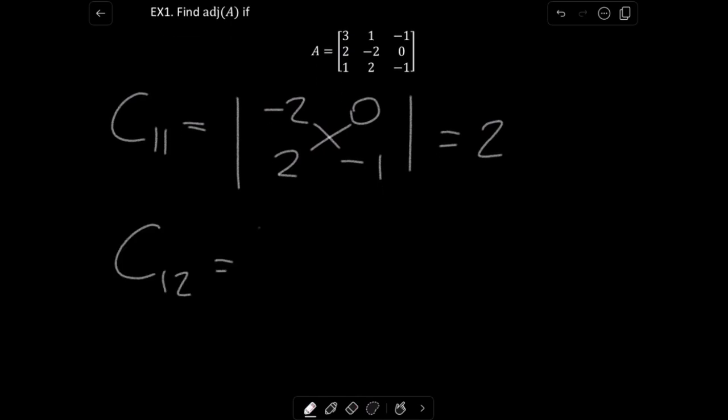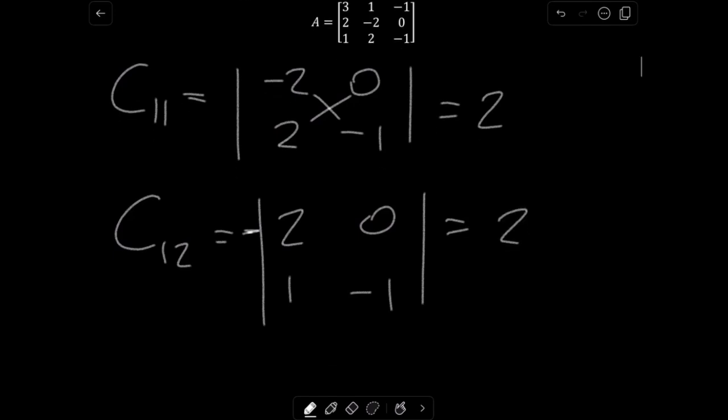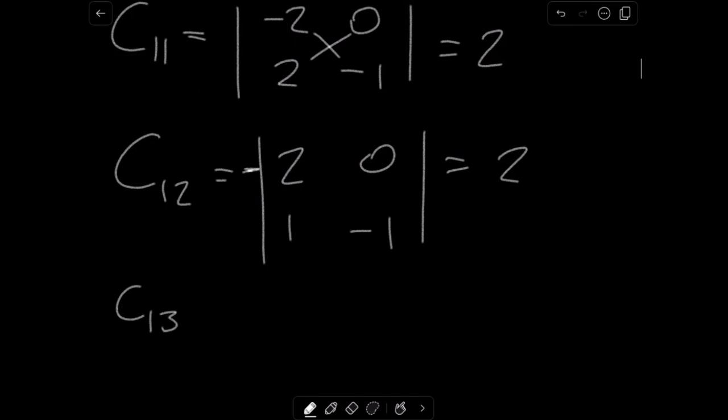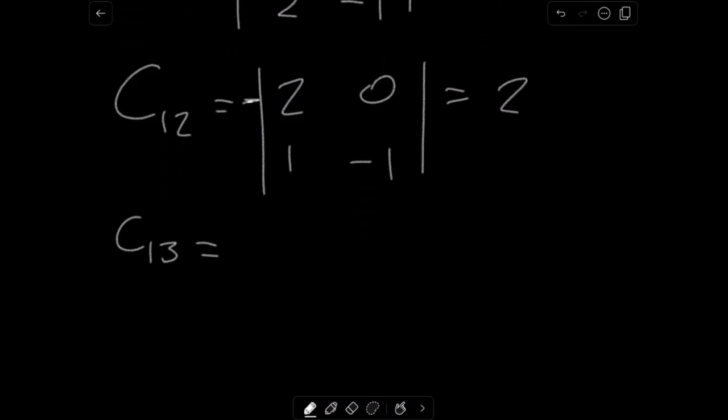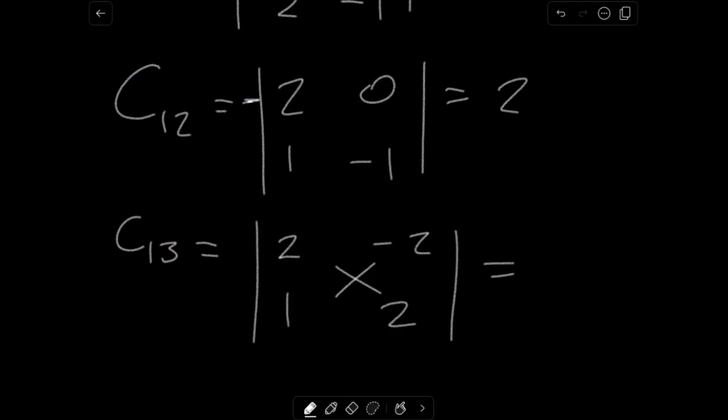Cofactor 1,2 uses the submatrix 2, 0, 1, minus 1. Because it's in the first row, second column, we need to account for its sign, so there's a minus in front. Once you work this out, it is positive 2. Cofactor 1,3: accounting for its sign, it's going to be a positive. The resulting submatrix is 2, minus 2, 1, and 2. Working out this determinant, it gives 2 times 2, 4, minus 1 times minus 2, which is positive 6.